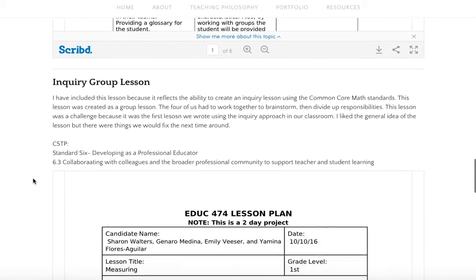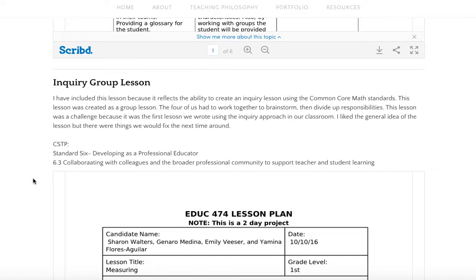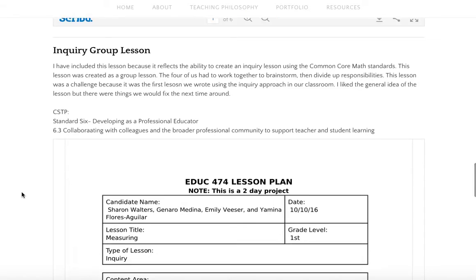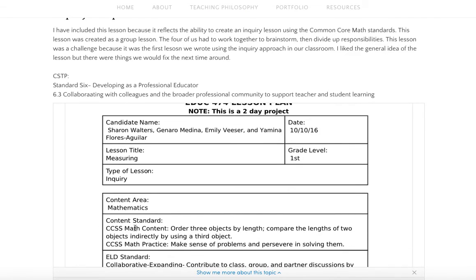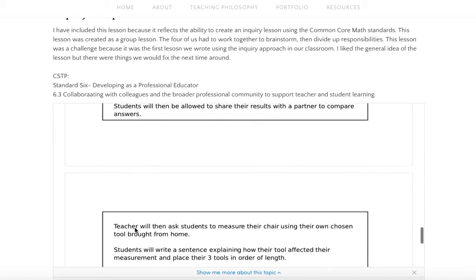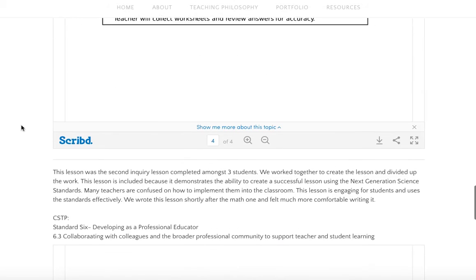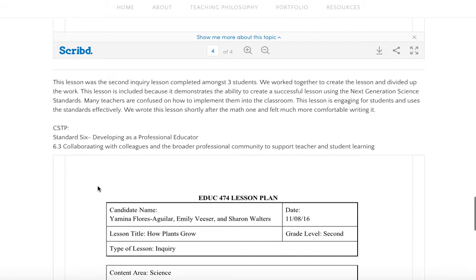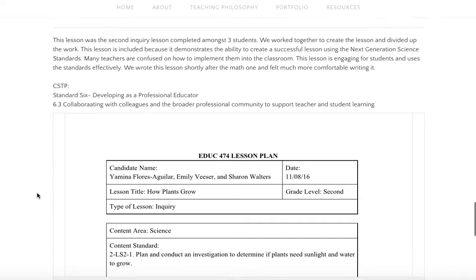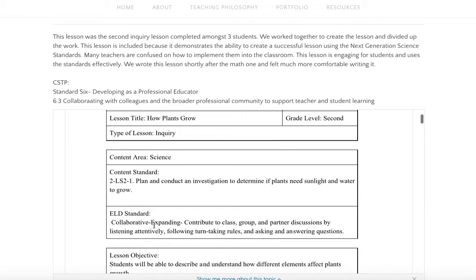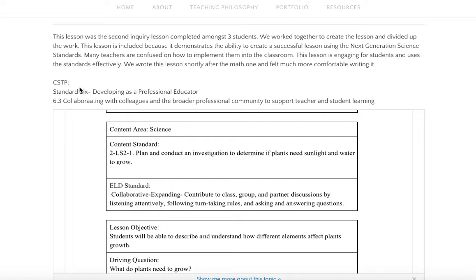Also, I included all of the inquiry lessons from this class. So I included the first lesson we did as a group. So I included that and all of the supplemental materials, and the standard is right here. And I just reflected on how well we did with that. And then I included the second one that we did. And I kind of reflected on how we went from the first one to the second one and how it was kind of becoming a little bit easier, and how this one included next generation science standards. And that also has a CSTP.